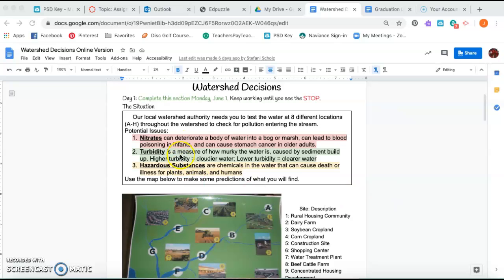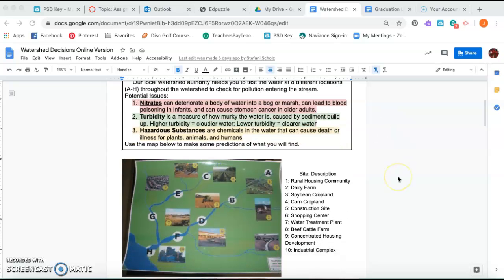So here's the situation. Our local watershed authority needs you to test the water at 8 different locations, and those are labeled A through H, throughout the watershed, to check for pollution entering the stream. So if you look at our map, we have our local watershed, and all of the letters are locations along the stream that have been tested.